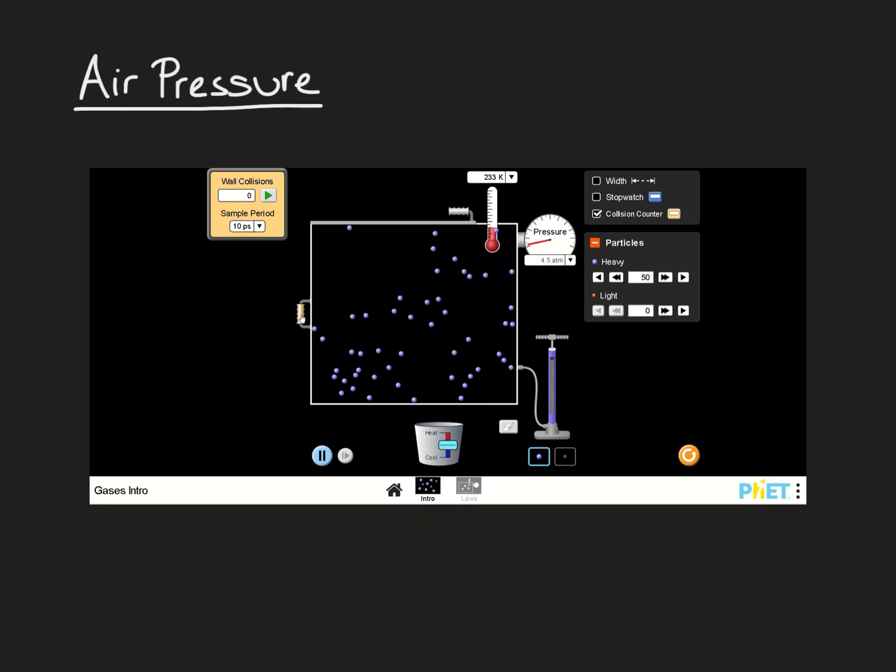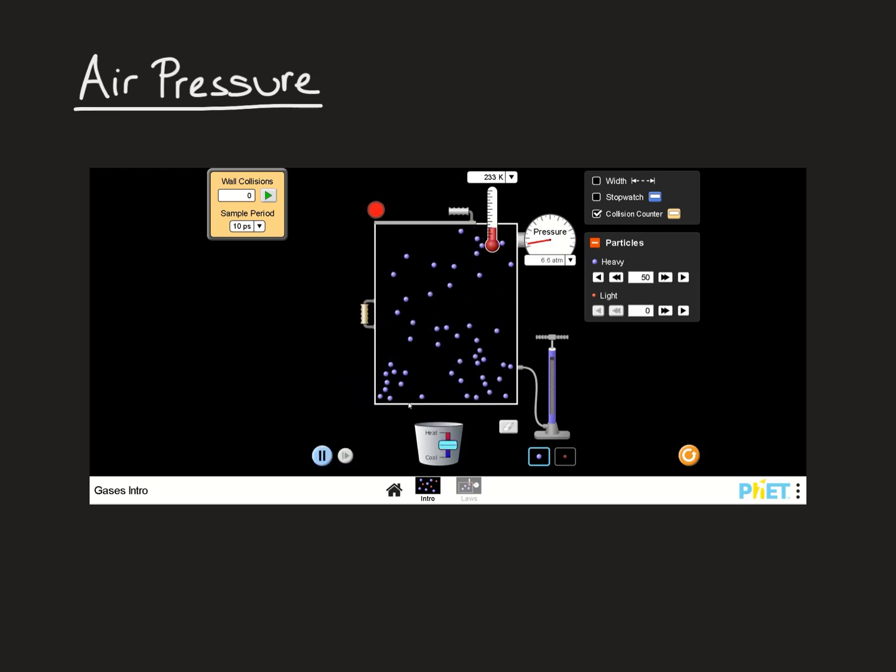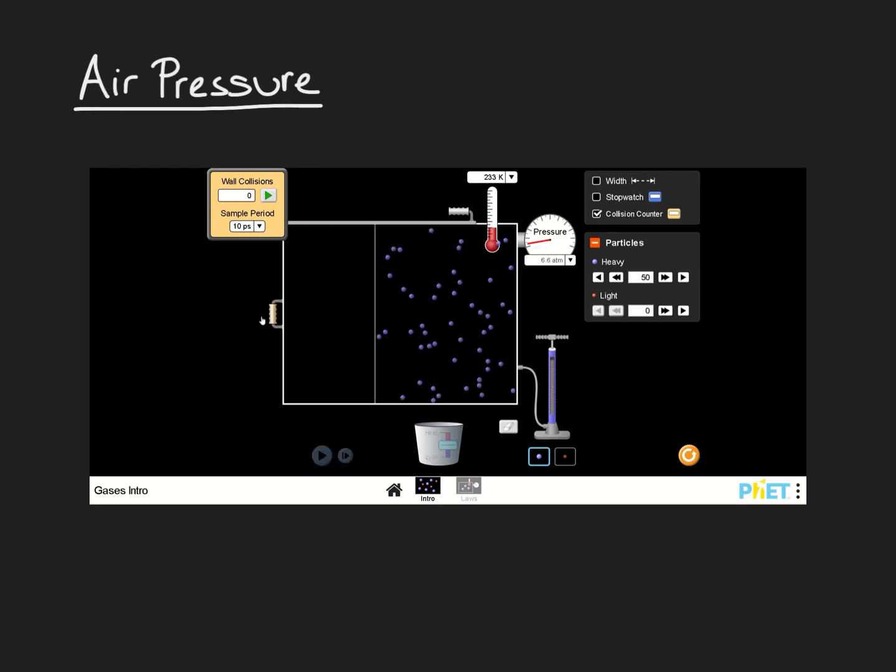If I make the container smaller, the area of the container has got smaller, so there are more frequent collisions between the particles and the wall, so the pressure has increased.